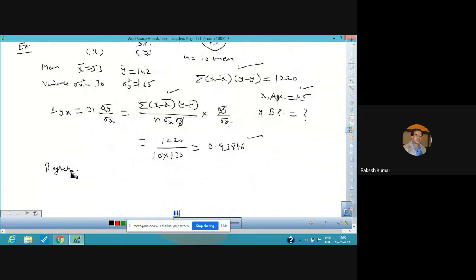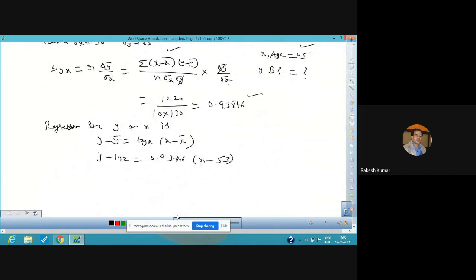Regression line y on x is y minus y bar equals byx times x minus x bar. Now you can use the values: y bar is 142, byx is 0.93846, and x bar is 53. And the equation comes out to be y equals 0.93846x plus 92.26162. This is the regression equation y on x.